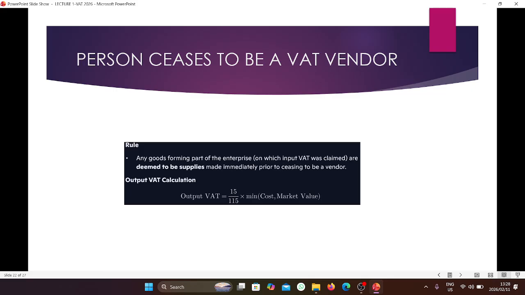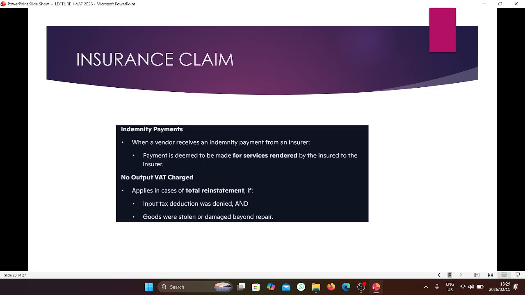All right. So the value would be the lower of cost and market value. If the market value is the lower, you will use the market value. If the cost is lower, you use the cost value. So it's the lower of cost and market value multiplied by 15 over 115. Remember, I told you all deemed supplies you're going to multiply by 15 over 115. And then an insurance claim is also a deemed supply.